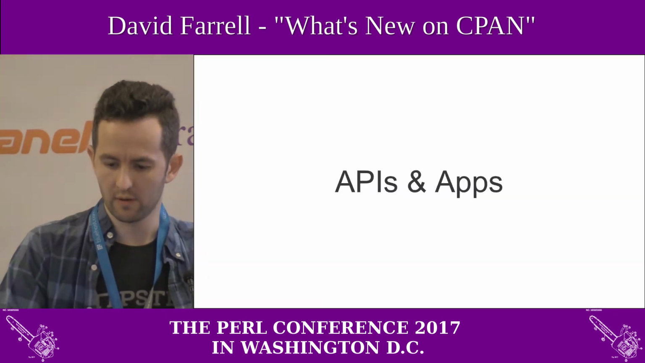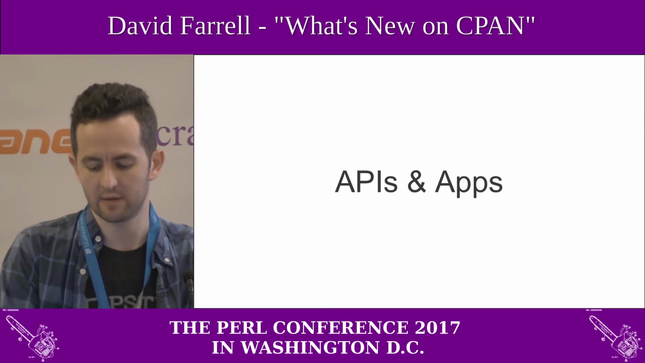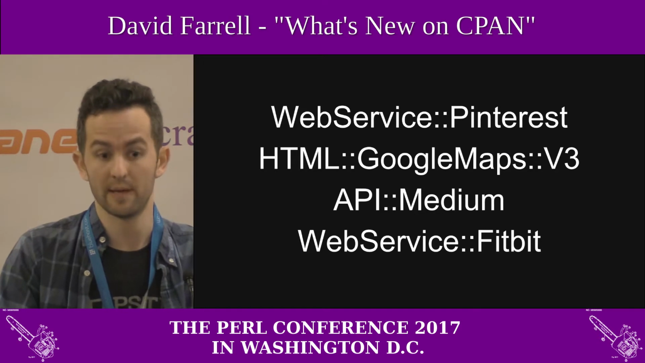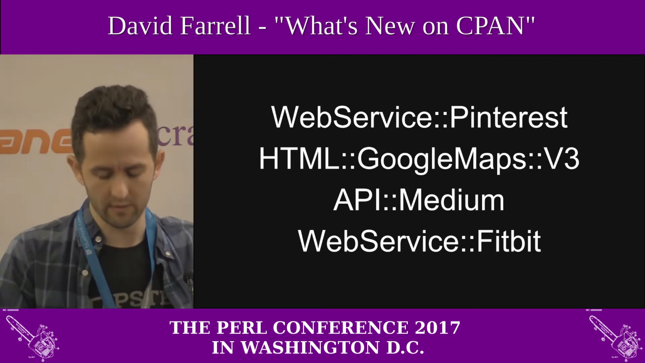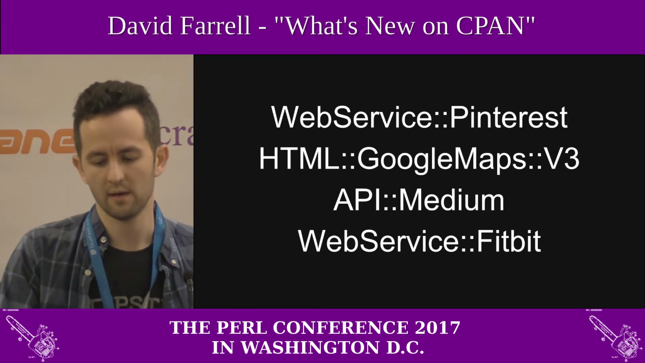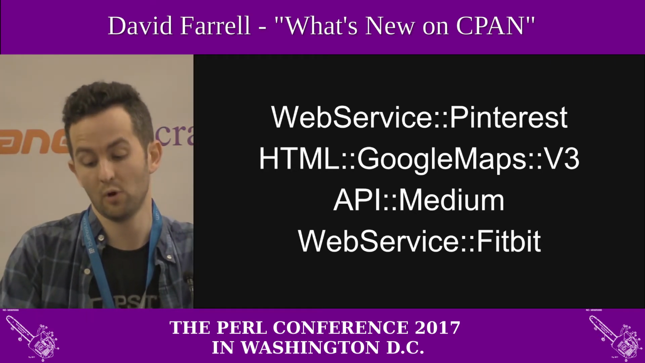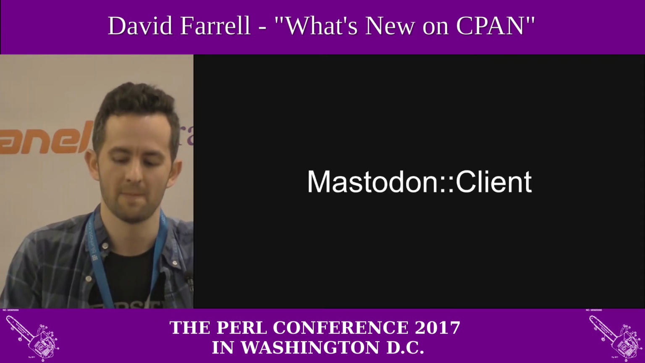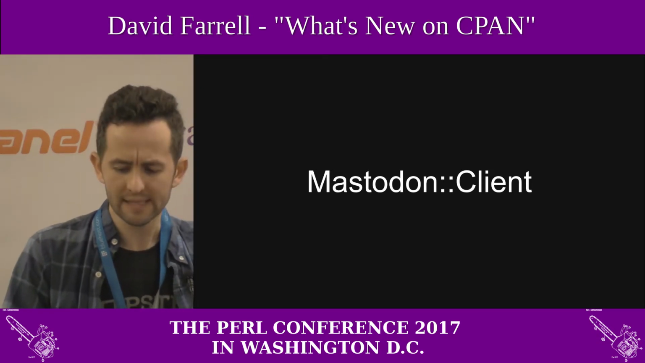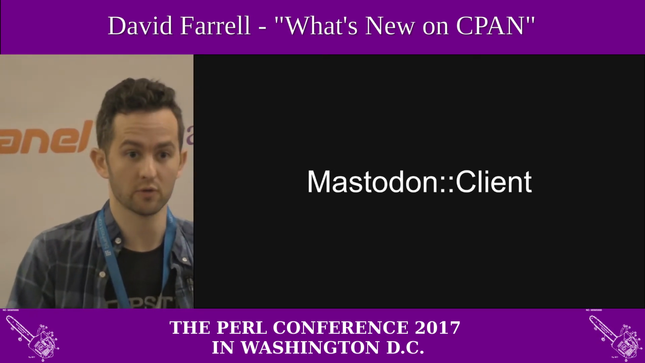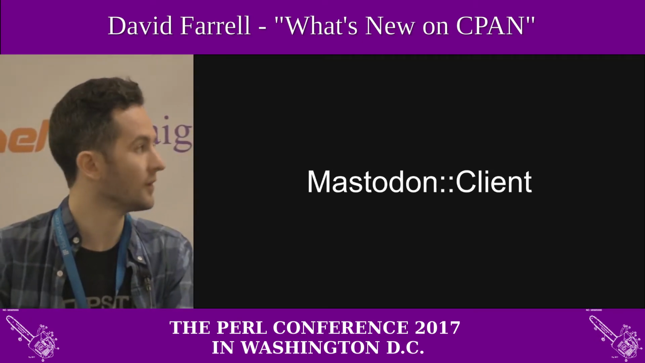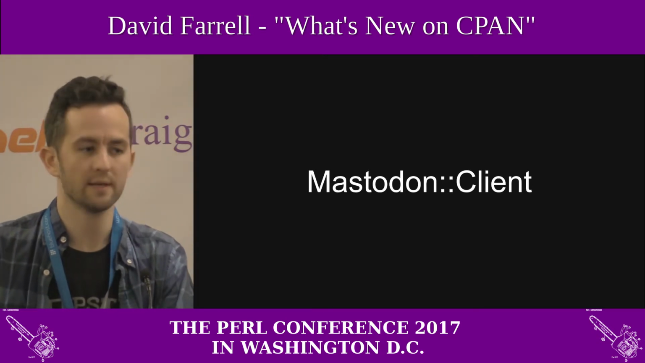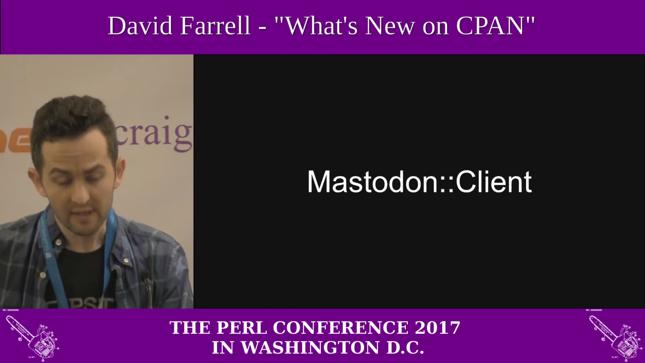All right, so APIs and apps, this is the first category. This is a really popular category. We get hundreds of uploads in this space all the time. Here are some examples: social media, working with Google Maps, Medium, blogging, Fitbit. I want to talk about one in particular, Mastodon Client. Mastodon is a really interesting technology. It is a Twitter clone, open source, but it's a distributed network. And you can use Mastodon Client to connect to Mastodon servers and post status updates just like you would tweet on Twitter. That's pretty cool, I think.